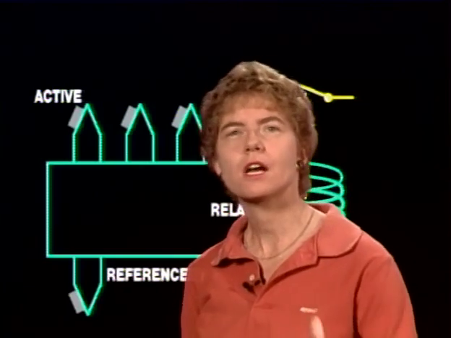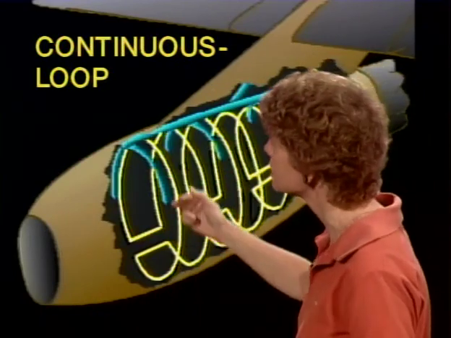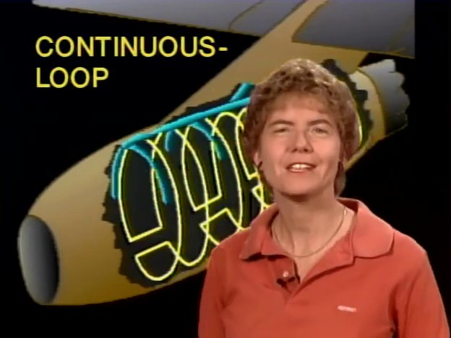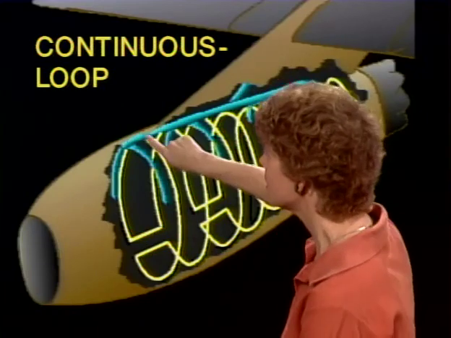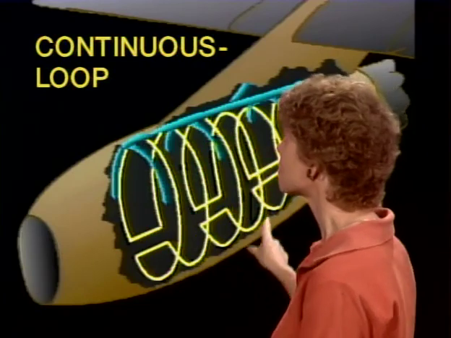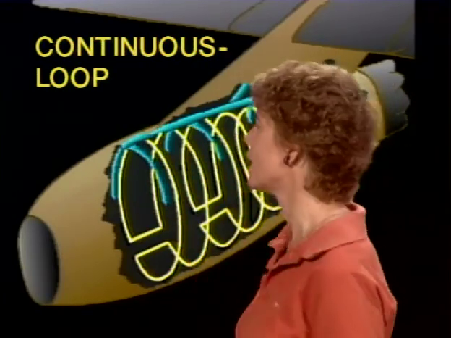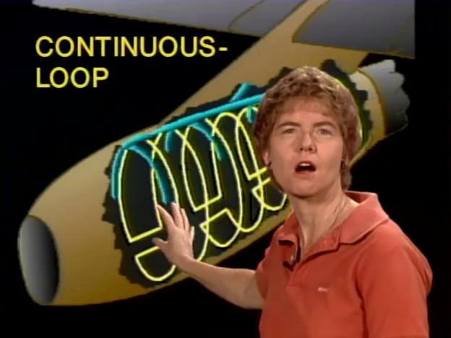Now, another type of fire detection system is a continuous loop fire detection system. And with a continuous loop, what you've got is basically what the name says, a continuous loop of sensor that goes around those parts of the engines that are susceptible to fires and that you want to make sure are protected.